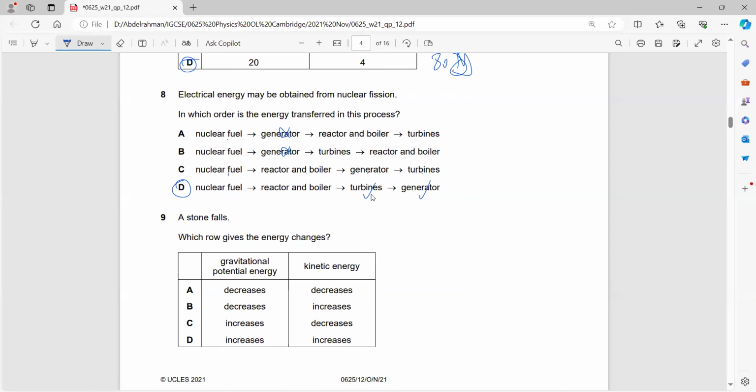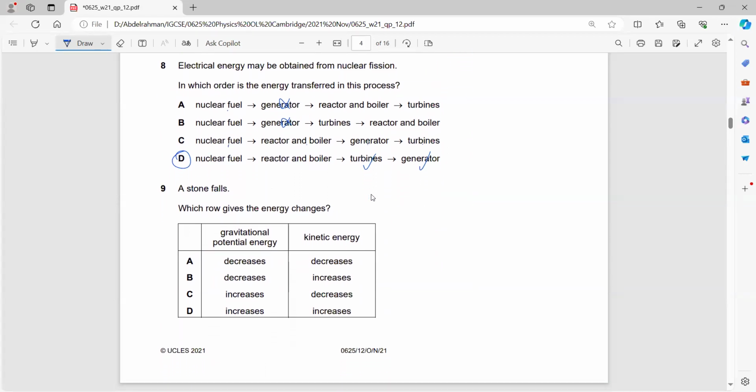A stone falls. Which row gives the energy changes as it falls from above? What happens to the gravitational potential energy? As it's falling, what happens to the height? The height decreases, the gravitational potential energy decreases, but the kinetic energy increases.